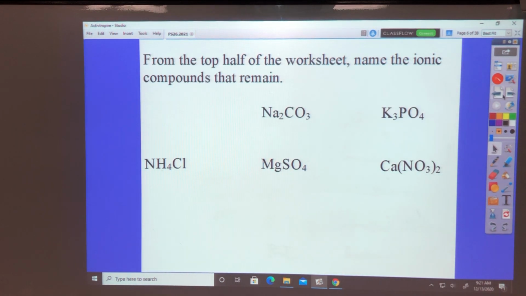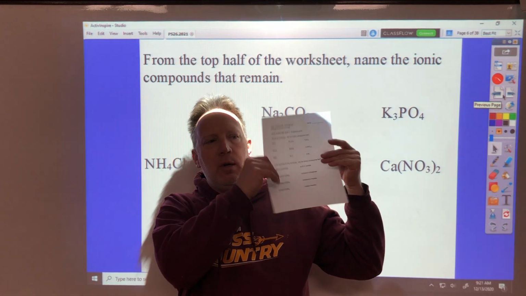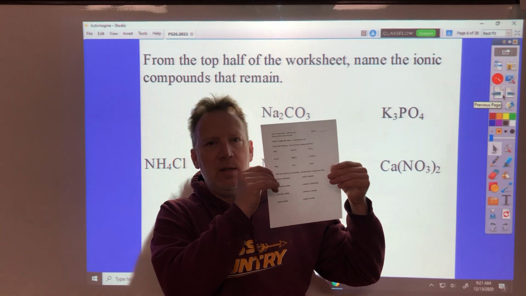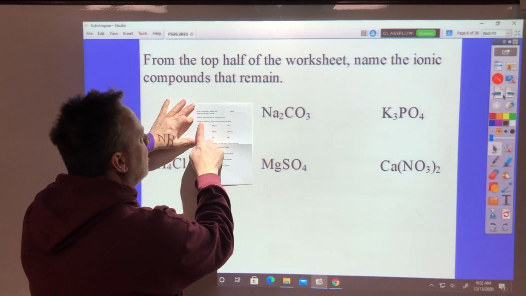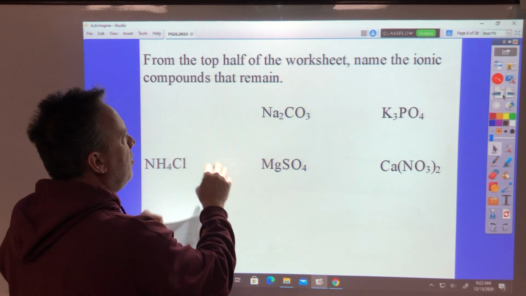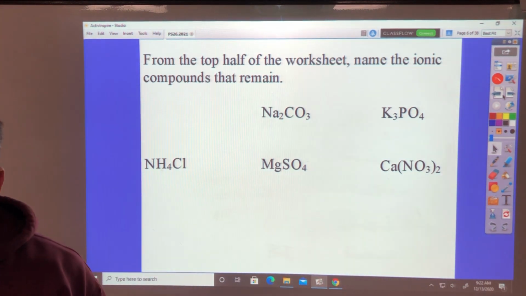So from the top of this worksheet that you should have done on your paper, by the time you watch this, you will have a hard copy of it. Let's do the not binary ones. The binary ones were sodium chloride, magnesium fluoride, boron oxide, and strontium bromide. So it was this one, this one, this one, and this one. What are the names of these?